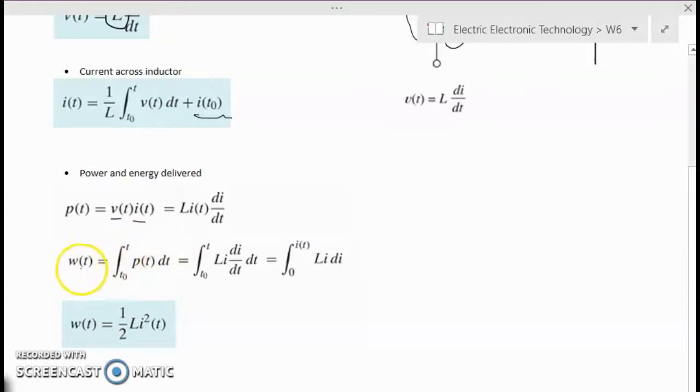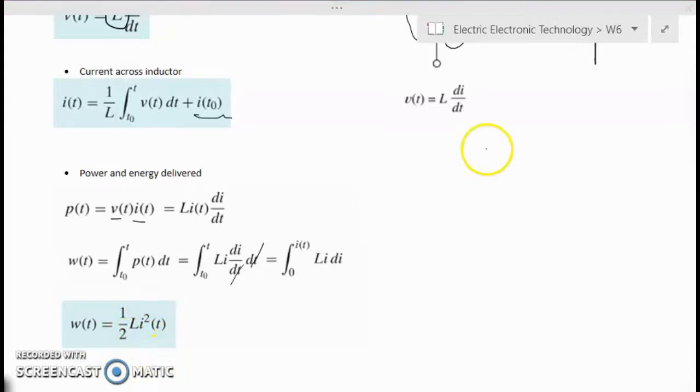So we know previously that power is L i di over dt. So the energy is the integral of all of it, the integral of L i di over dt across time. So we can cancel out dt. So it's the integral of L i di. And as we know, L is a constant. And the integral of i di is i squared over 2. So we end up with the energy delivered by the inductor, W equals half L i squared.